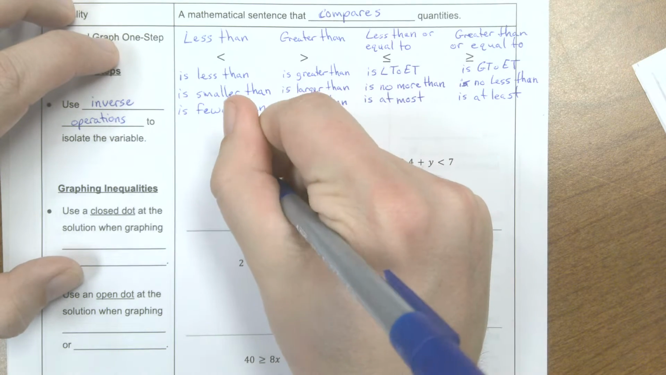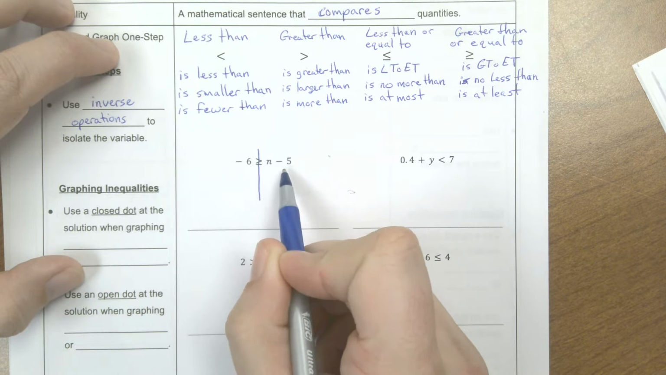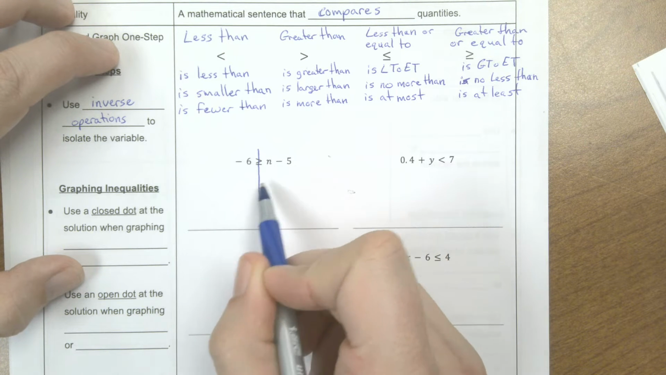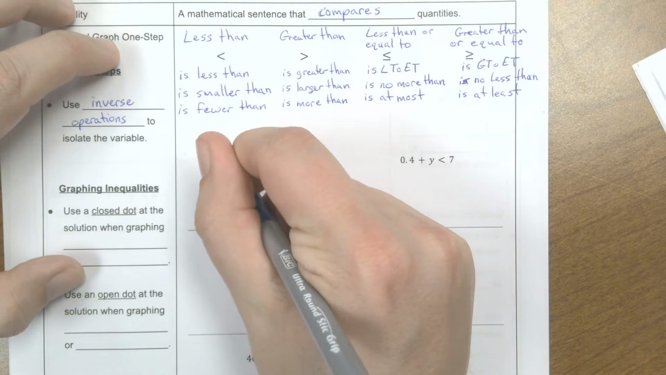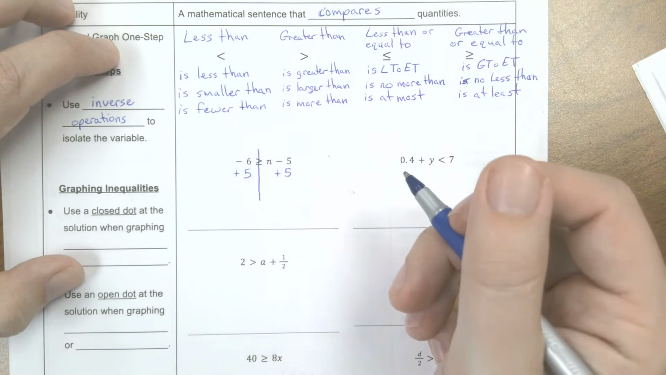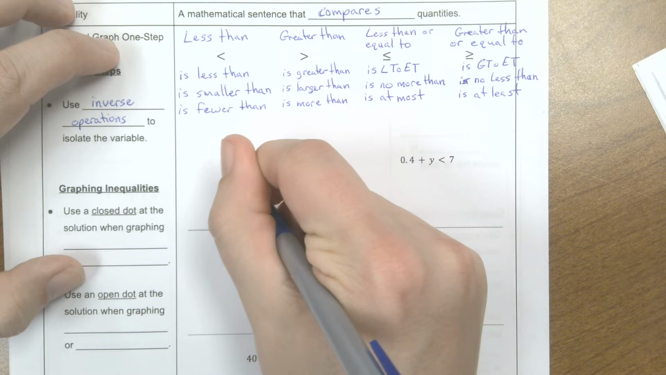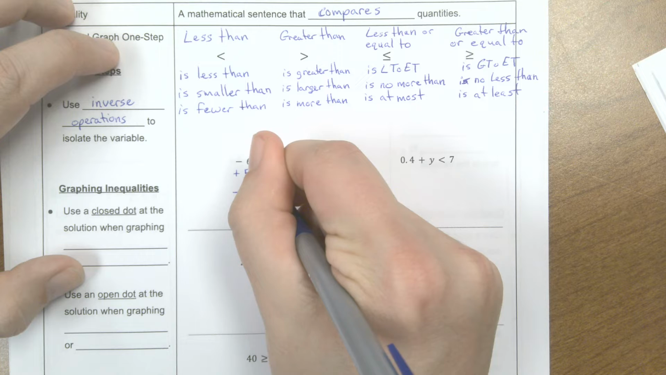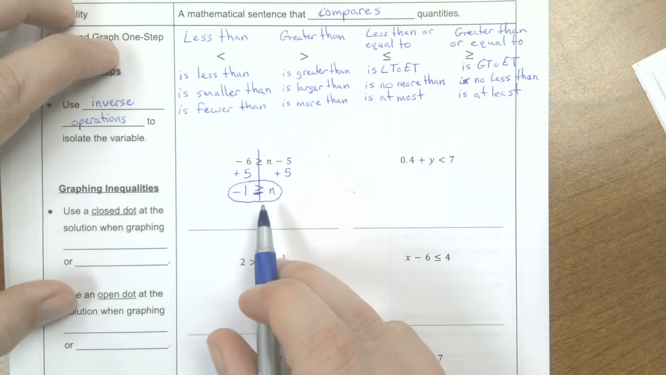So I'm going to draw a line there, split it. I need to get my constant, which would be this negative 5, to the other side. So I'm going to add 5 to both sides. Negative 6 plus 5 is negative 1, greater than or equal to n. So this is my solution right here.